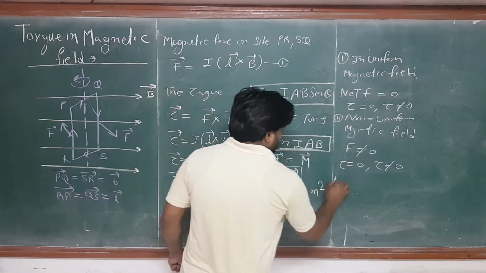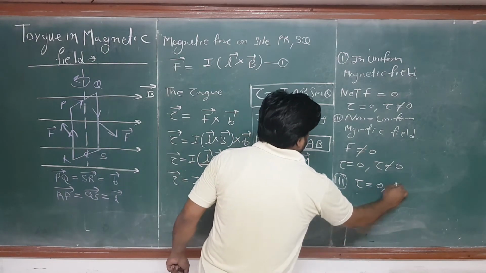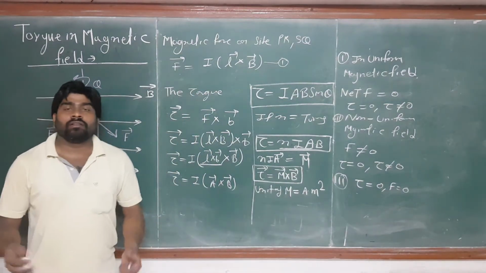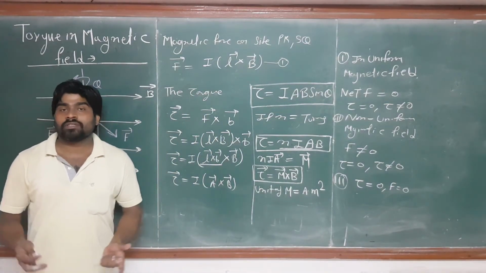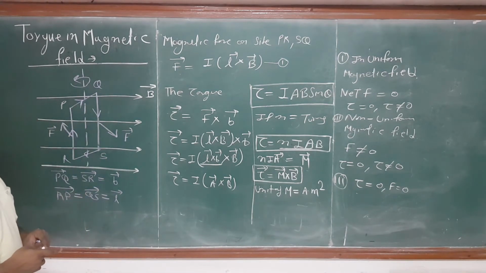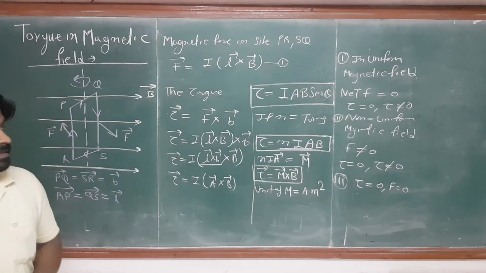Point number 3, in equilibrium position, torque will be 0 and force will also be 0. Equilibrium position means the coil is not rotating, force is not there and neither is the torque. Okay, so this is called the torque in magnetic field, right? Do this. I am going to the next.